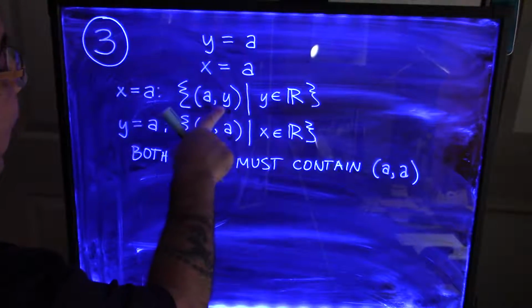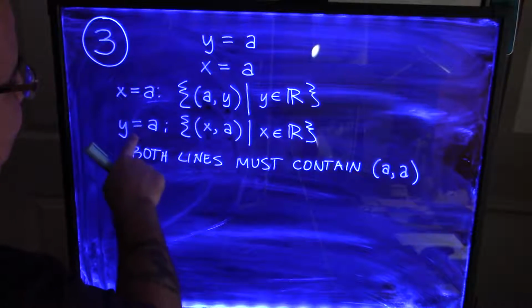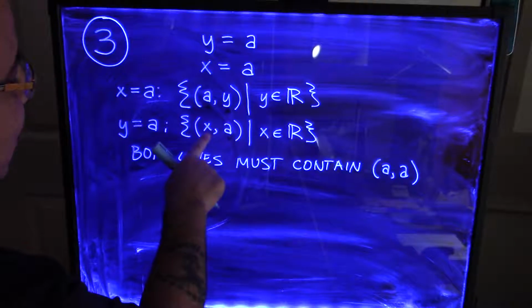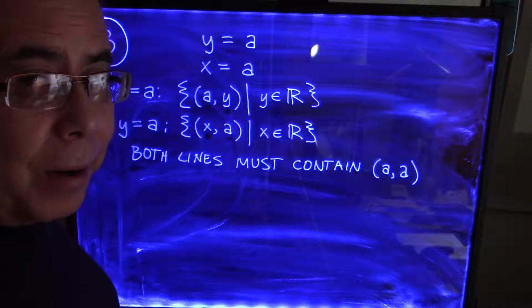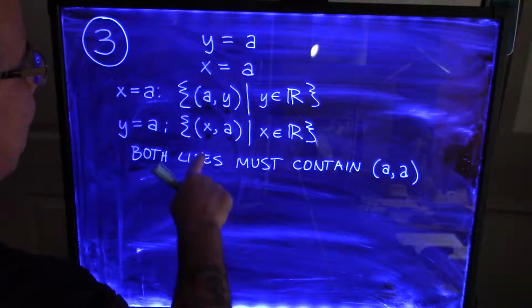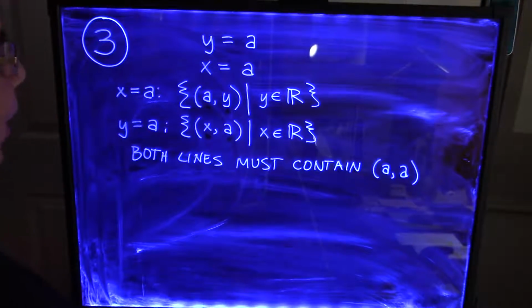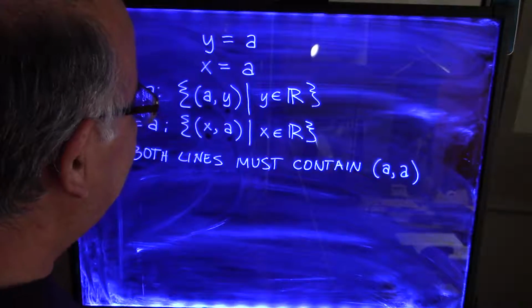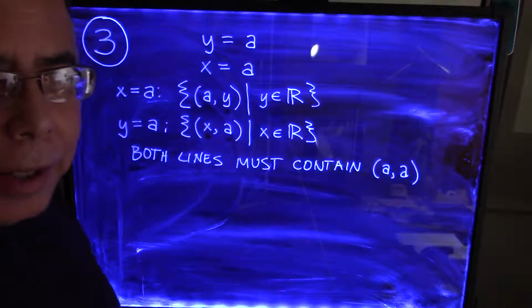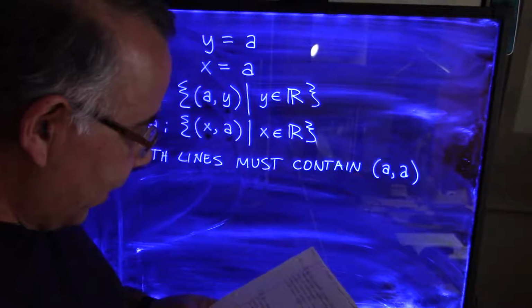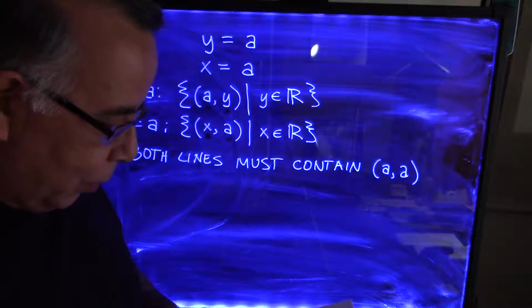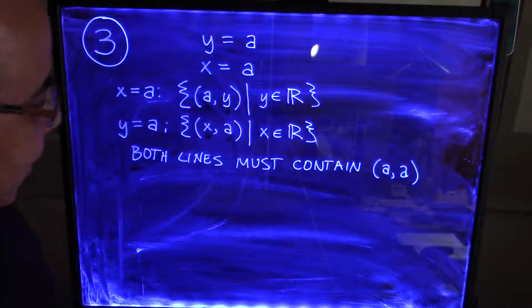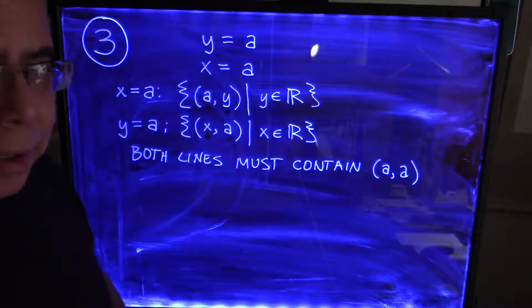So this has the point (a, a), and the line y equals a, the x coordinate can be any real number, so x will equal a sooner or later, since a is a real number. So it will also contain the point (a, a). So both of these contain the same point (a, a), and that is where they intersect. So that's why we know this is the point of intersection, (a, a).